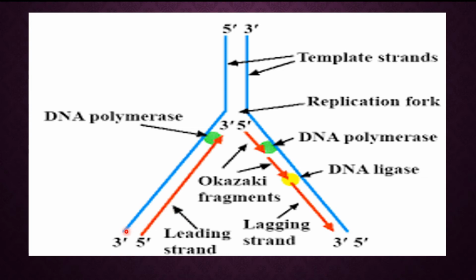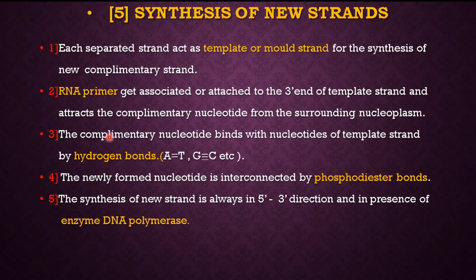Okay, so always towards the 3' end, RNA primer gets attached. RNA primer brings the complementary nucleotide and results in the formation of a new strand. Then now we'll proceed towards the third point.